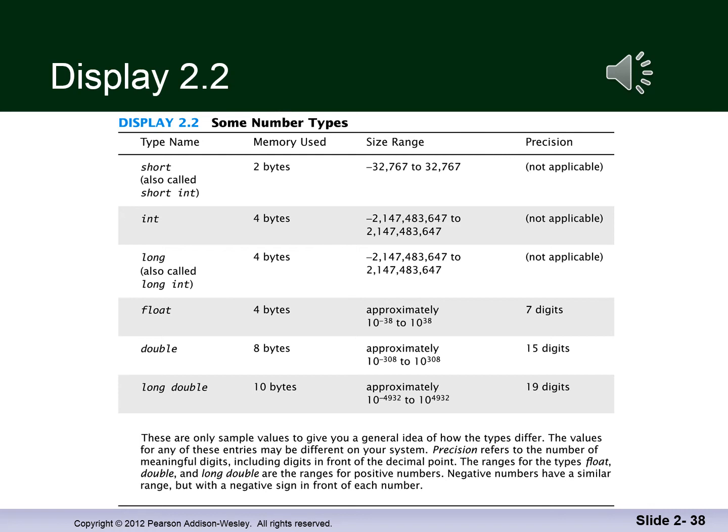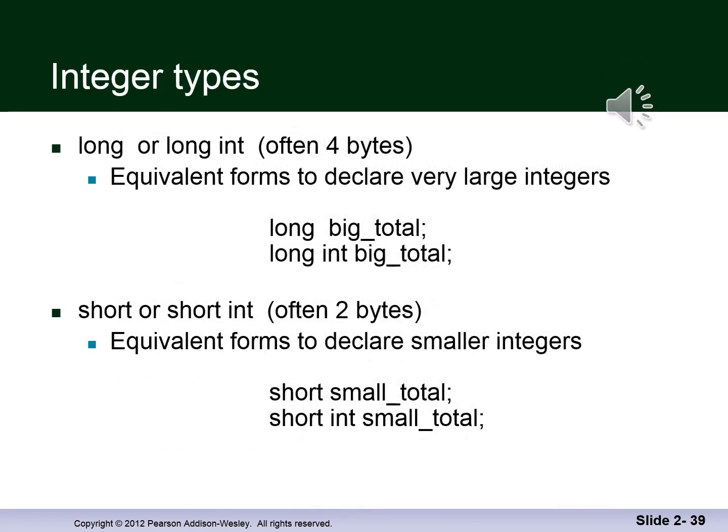And you wouldn't use a double when a float would be more than you would ever require. And you might use a short instead of an int if you're dealing with numbers in that small range. Integer or long int is 4 bytes. Equivalent forms to declare very large integers: long, bigTotal; long int, bigTotal. Short or short int, which is 2 bytes: short smallTotal; short int smallTotal.